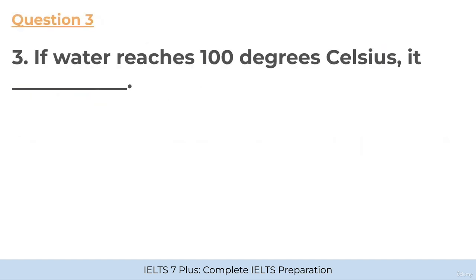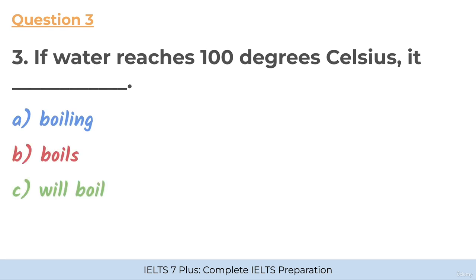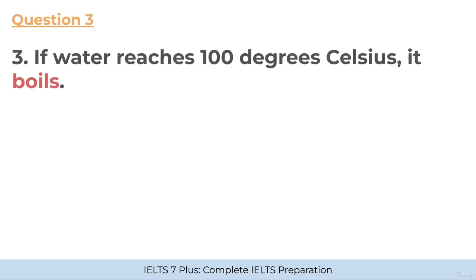We've got another one for you. If water reaches 100 degrees Celsius, it boiling, boils, will boil, have boiled. Here's a clue after the last one. This might be a little bit easier because they are a similar situation. So for this one, have a think. I think the best fit would be boils because we want that present simple. If water reaches 100 degrees Celsius, it boils.